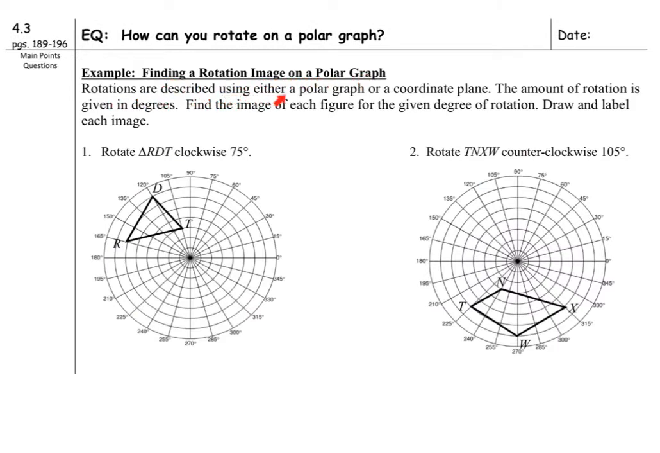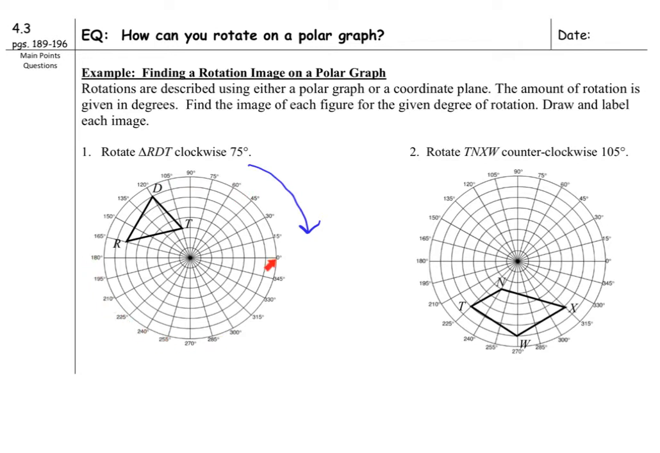Rotations are described using either a polar graph or a coordinate plane. The amount of rotation is given in degrees. Find the image of each figure for the given degree of rotation. Draw and label each image. So we want to rotate this triangle RDT clockwise 75 degrees. So clockwise means we are going this way.